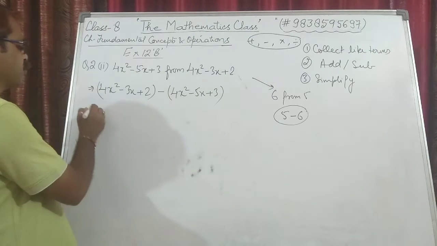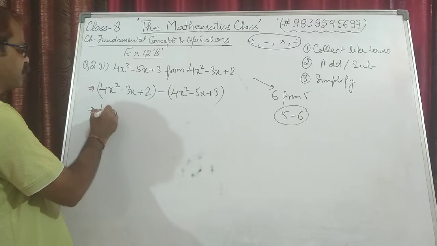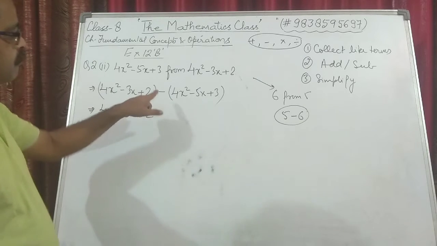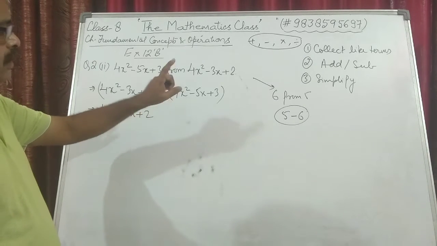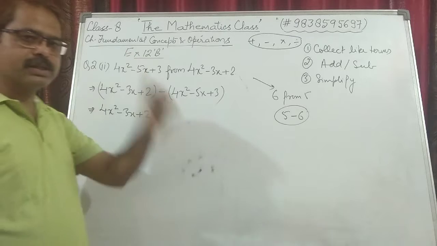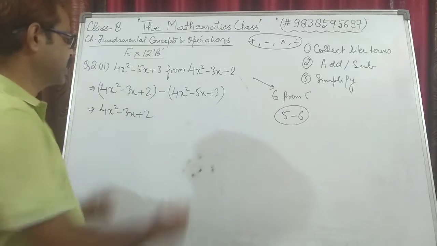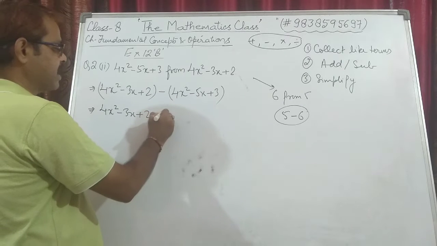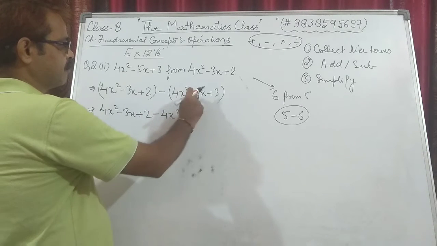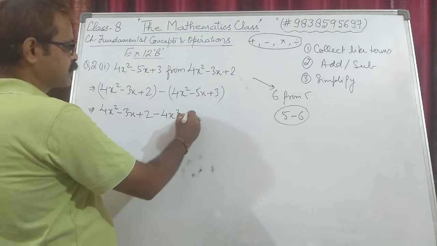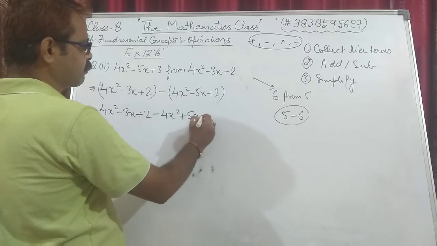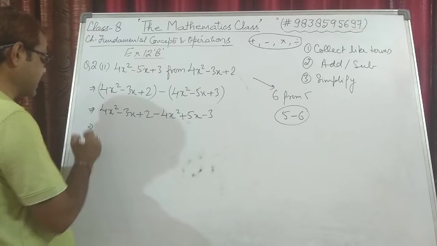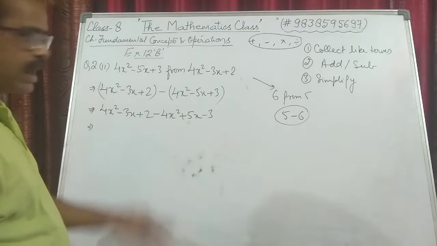So when we open the bracket, it is 4x square minus 3x plus 2. And we know when the minus sign is outside the bracket, when we open the bracket, all the signs inside the bracket will change. So this was plus inside the bracket, but when we open the bracket, it will become minus 4x square, minus 5x will become plus 5x, and plus 3 will become minus 3.